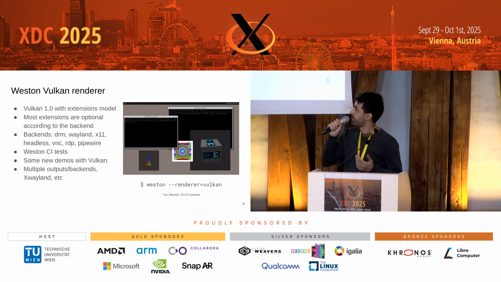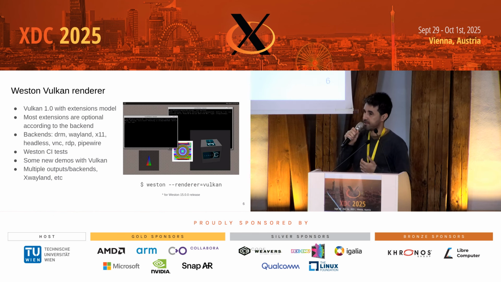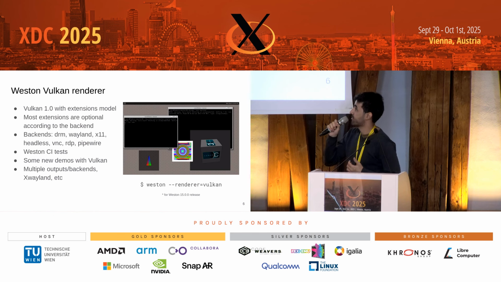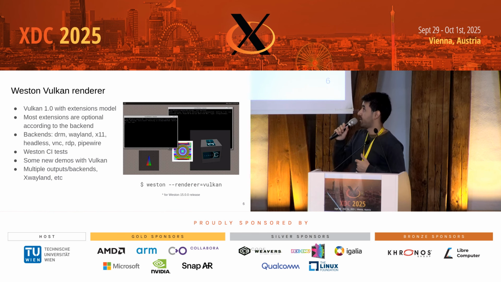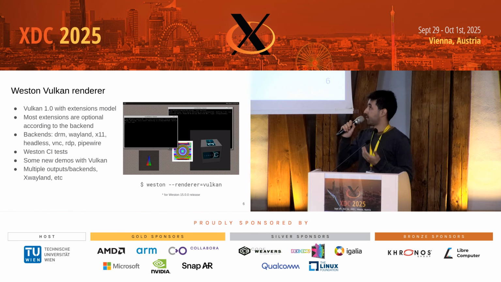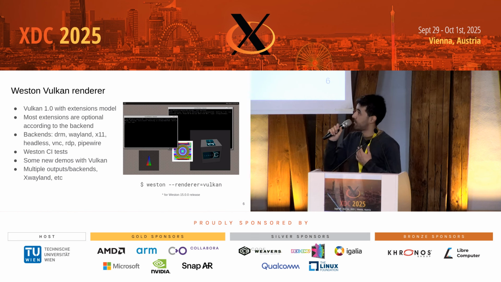Well, after three or four months, I accidentally became a Weston contributor. I did the implementation of the Vulkan renderer, and this is more or less the situation where it is right now. And the first one is something that I actually wanted to bring for discussion here, as I'll show later on. The design is entirely based on a Vulkan 1.0 implementation base with a bunch of extensions. And as much as completely possible, every extension that can be used is optional.